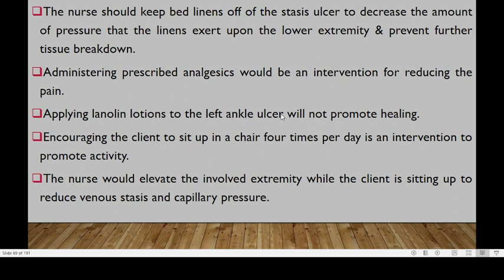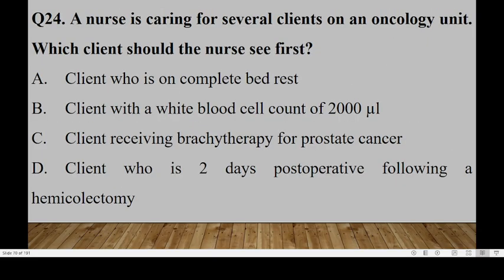Applying lanolin lotions to the left ankle ulcer will not promote healing. Encouraging the client to sit up in a chair 4 times per day is an intervention to promote activity. The nurse will elevate the involved extremity while the client is sitting up to reduce venous stasis and capillary pressure.